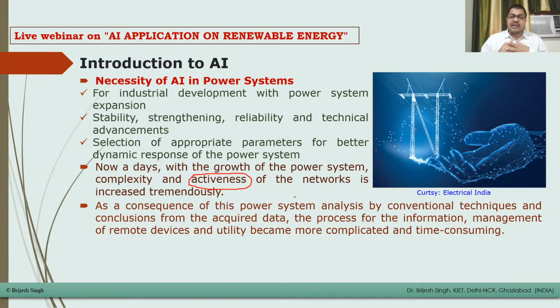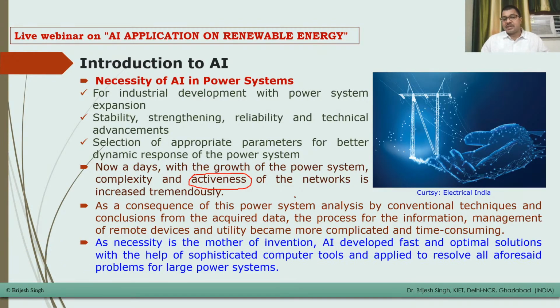So the conventional data acquiring technique, which we call the SCADA based technique. If you are using those techniques, it is not only time consuming, it is again very complicated to solve some technical problems. So that is why we require artificial intelligence.